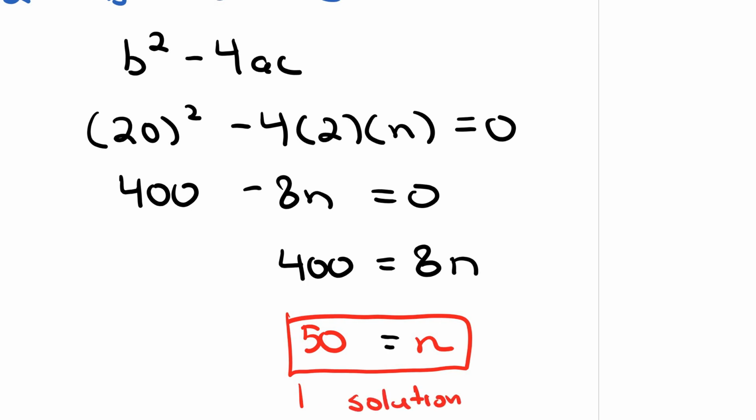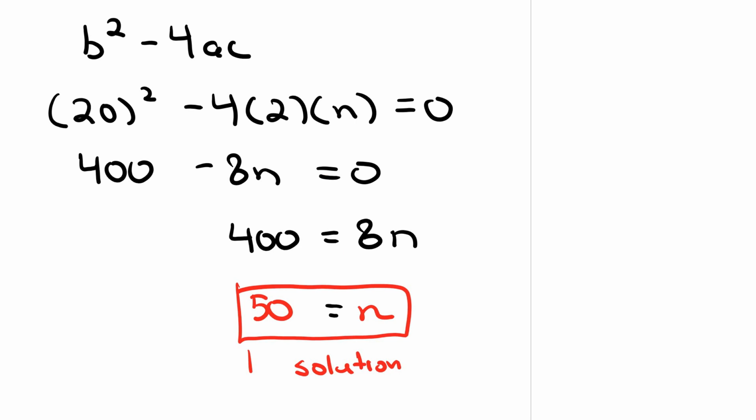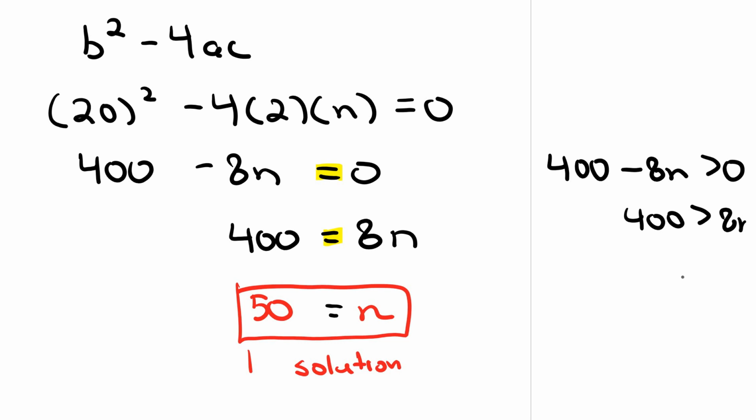If you want at least two solutions, all you have to do is just change the equal sign to a greater than, right? So you can have 400 minus 8n is greater than 0. 400 is greater than 8n, and that just means n is less than 50. The variable has to be less than 50 to have two solutions.